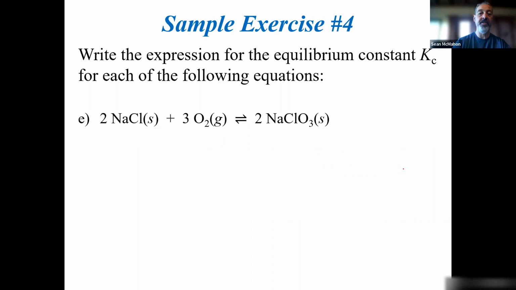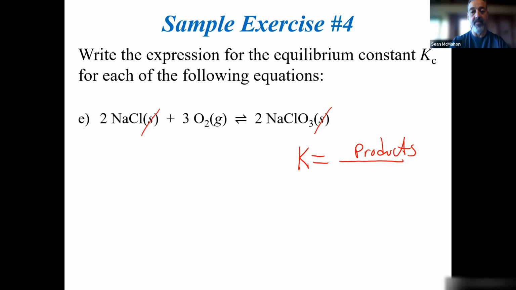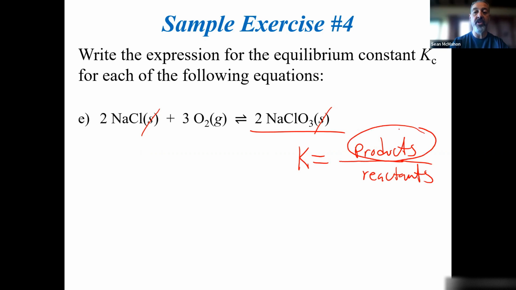One more here. So the solids, they're going to cancel. And I'm just going to be left with the gases and aqueous. And if I look at this, K is products over reactants. But I don't have any products that are gas or aqueous. So how do I hold the quotient's numerator, right? How do I hold that place? I put a 1. And then for my reactant, it's oxygen, but the coefficient is 3, so it's to the third power.